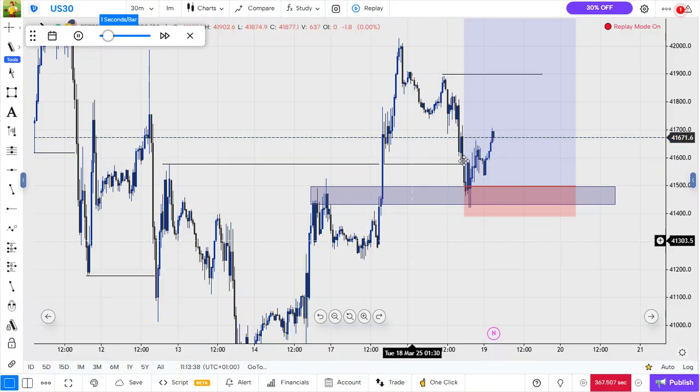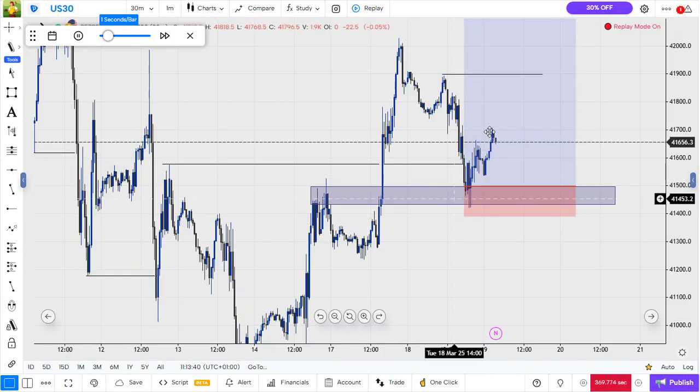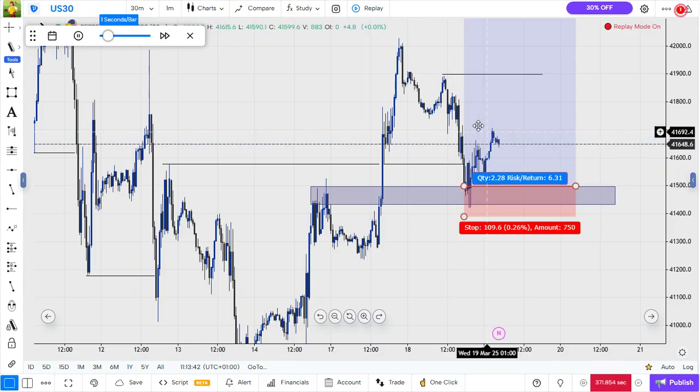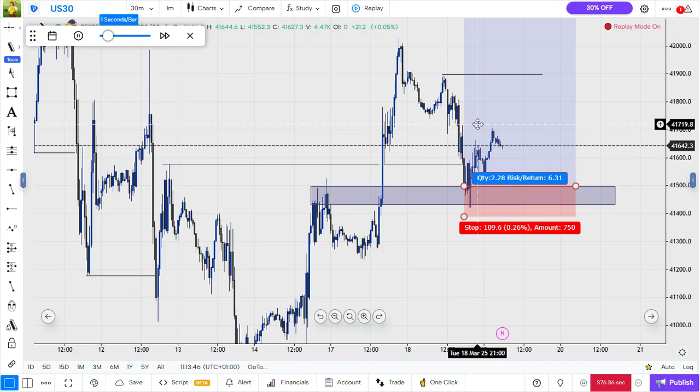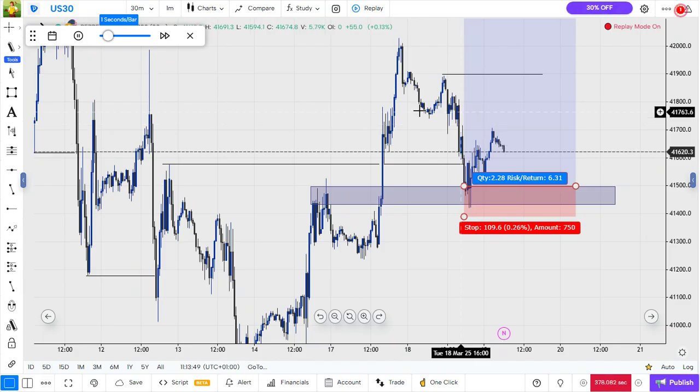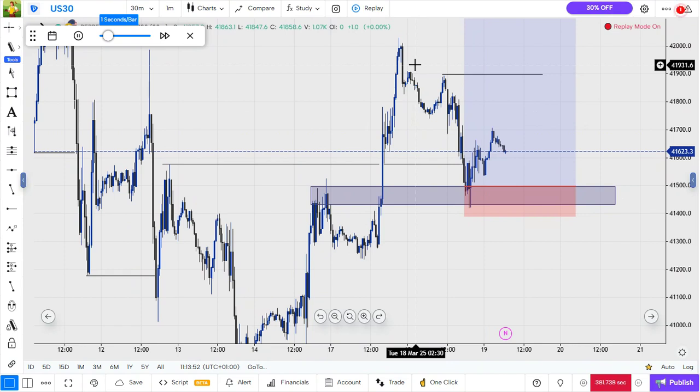You can see we've gotten the bullish intention that shows US30 is ready to push up to the upside without a doubt. So now we wait for a pullback and let's see how the trade plays out.